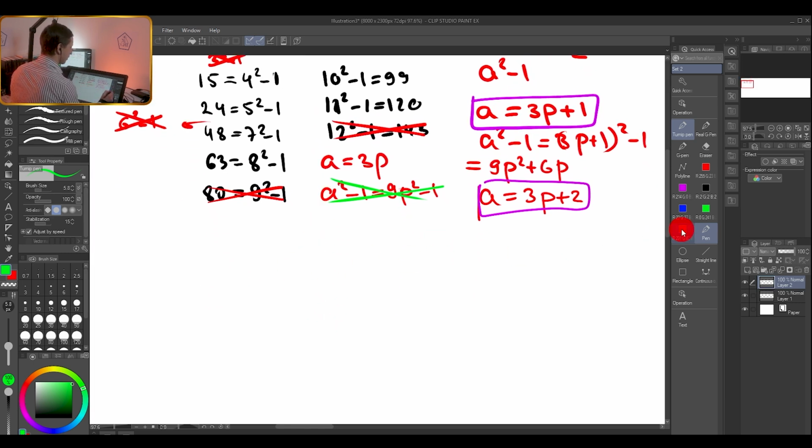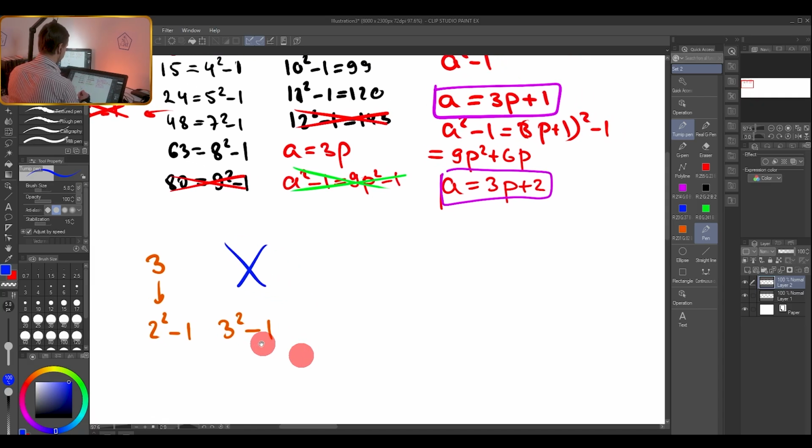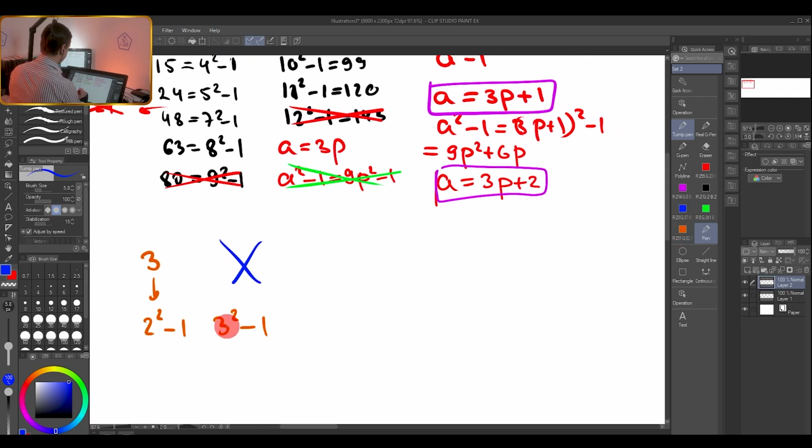So let's start with 3. For example, 3 is 2 squared minus 1. So here, what do we expect to be the next one? 3 squared minus 1, but it is a multiple of 3, and this one we have to skip. Let's go to the next one. The next term should be 4 squared minus 1, and it will perfectly work for us because 4 is not divisible by 3. So, in this case, it works for us.